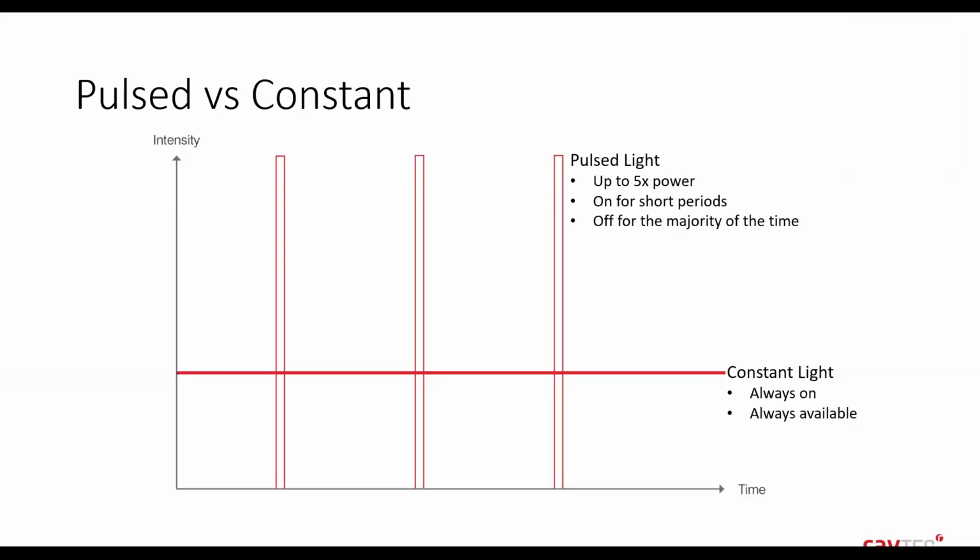So referring now to the same graph from a couple of slides ago, the constant light line is still shown there, but we've now added a pulse light trace. So you can see that the light is off, so zero intensity for most of the time. And there are occasional bursts or pulses of high power light. So these need to be triggered and synchronized with the camera. And this provides us with lots of potential benefits.